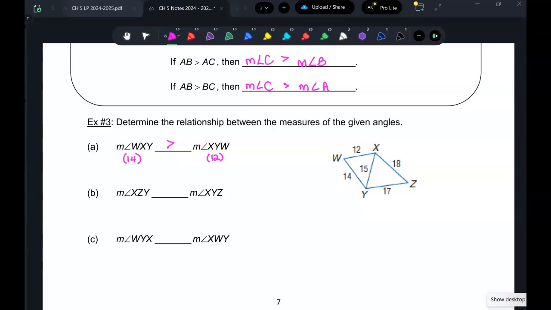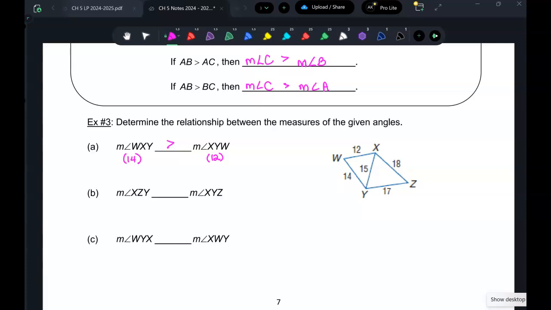Here, quick note. If you have 3 letters, all you have to do is take the outside letters. Take a look. WXY, the side opposite would be WY. XYW, the side opposite would be XW. Good check. If we have 3 letters, it's actually pretty easy to see which sides we're using.